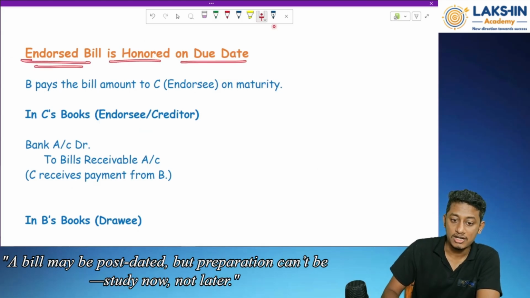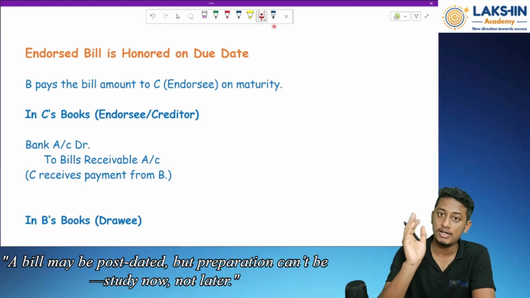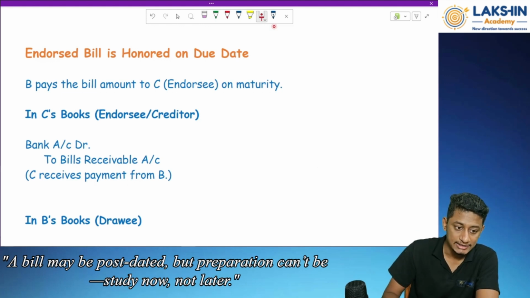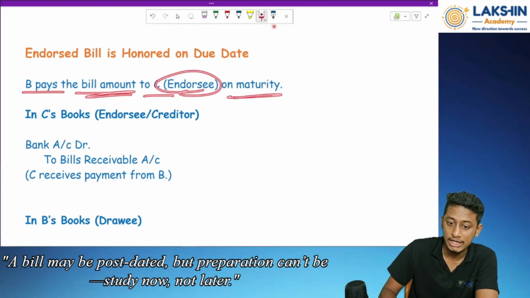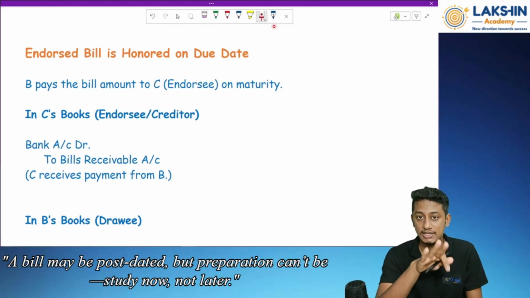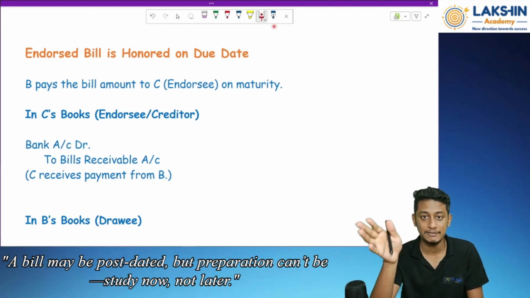Now, the endorsed bill is honored on due date. If the endorsed bill is honored or dishonored, there are two cases. Let us go for the first case. It is honored. What if the bill that is endorsed is honored? In that case, Mr. B pays the bill amount to Mr. C, who is an endorsee, on maturity. On maturity, let us say after 3 months, Mr. C is receiving the payment from Mr. B.